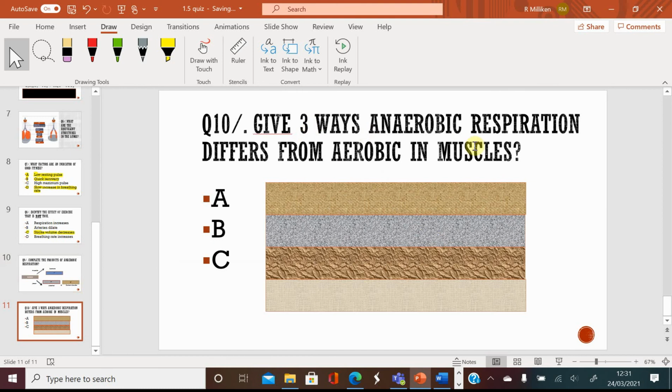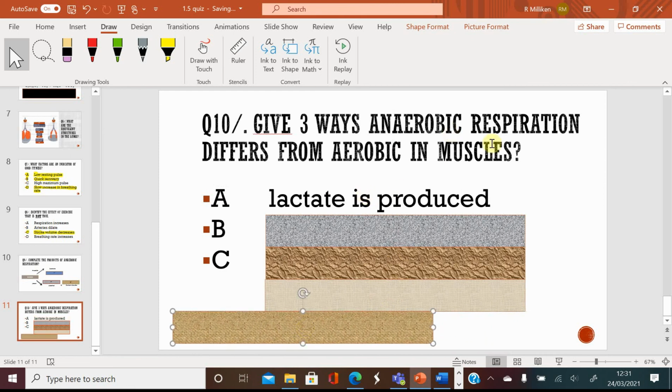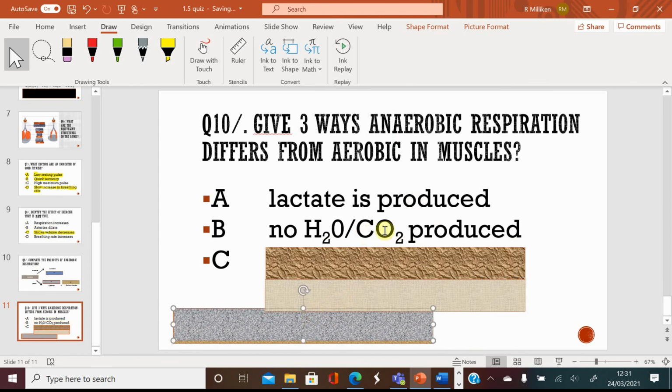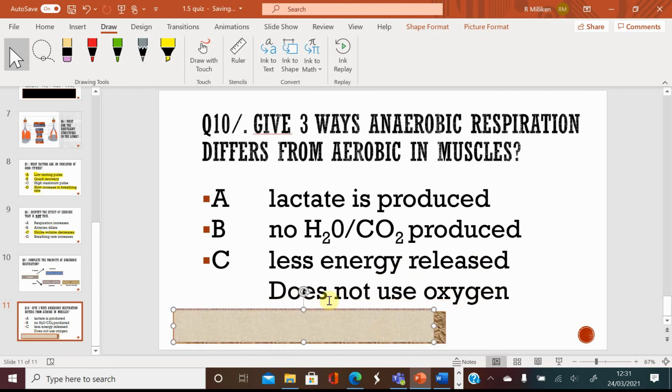And the last one, 3 ways in which anaerobic respiration differs. Well, we'll start up here. Lactate is produced in muscles anaerobically, not aerobically. There's no water or carbon dioxide produced anaerobically, compared with aerobic. There's less energy released. Those are all to do with products. There is another obvious one, that anaerobic respiration does not use oxygen, so it's more to do with the reactants. But I would probably stick with those top 3 as the best answers. However, I'll allow the fact that oxygen is not used in anaerobic compared to aerobic.